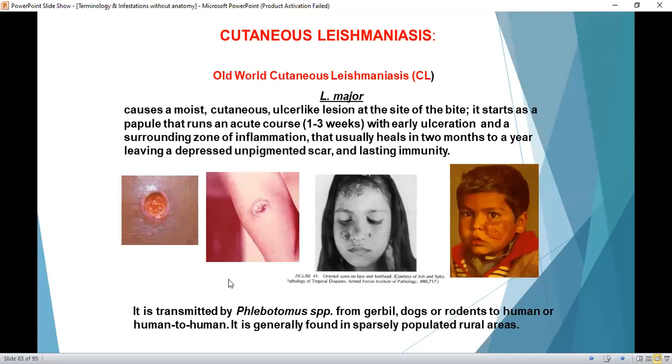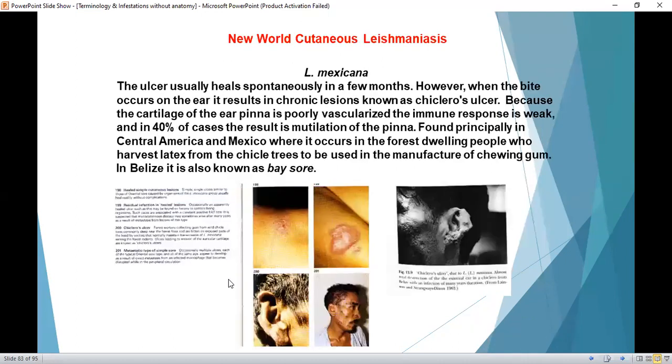Old World cutaneous leishmaniasis is usually caused by Leishmania major. It presents as a moist, ulcer-like lesion, usually not painful, a very clean-cut ulcer not responding to the regular treatments. There is a surrounding zone of inflammation. It may heal by itself in 2 months to 2 years, leaving a depressed, unpigmented scar with lasting immunity. It is transmitted by Phlebotomus species from rodents or human to human.